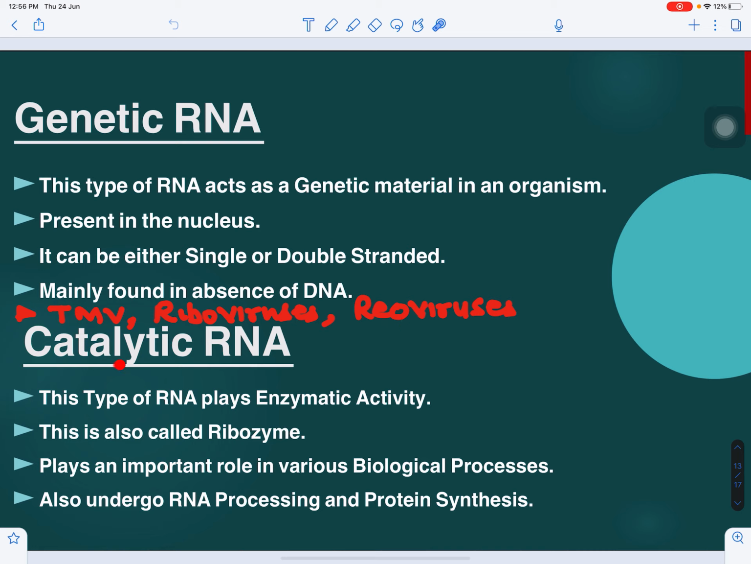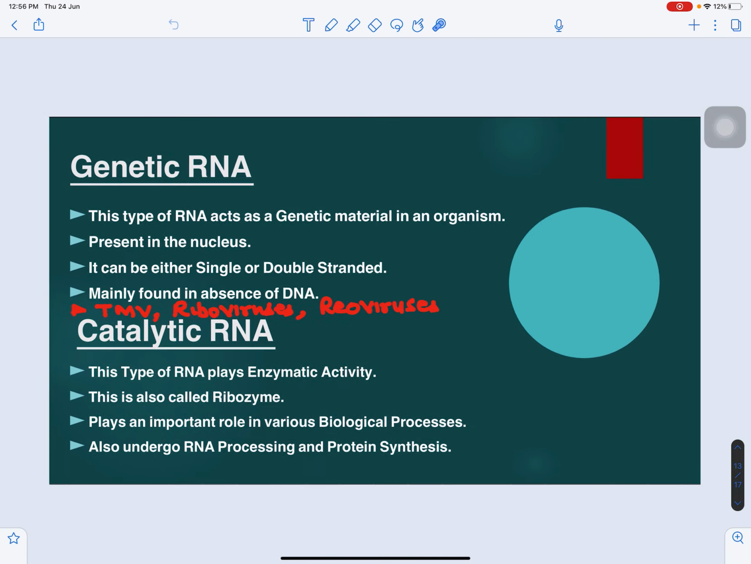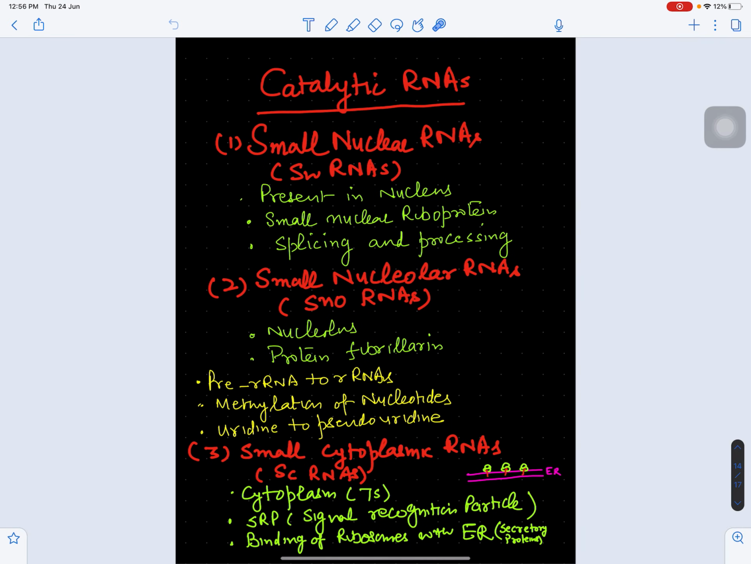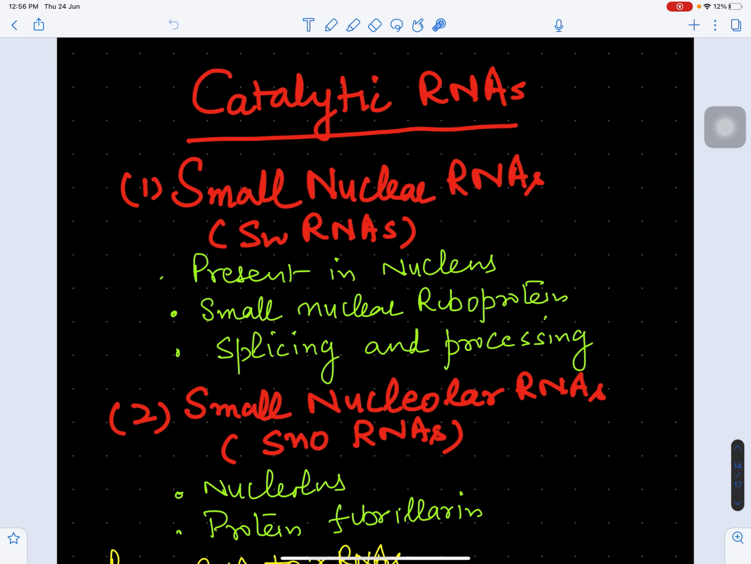Another kind of RNA is catalytic RNA. This acts as a biocatalyst. This will play enzymatic activity. This is also called a ribozyme. So this will also control various biological processes. Now this will also help in protein synthesis. Catalytic RNAs can be of various types.